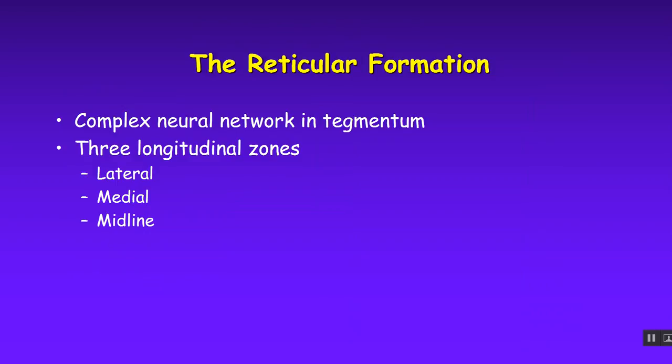So the reticular formation, you keep hearing about this. Every time we go through a brainstem or talk, we hear about this reticular formation. It's a very complex neural network in the tegmentum of the brainstem, and it runs throughout the tegmentum of the brainstem. We can take the reticular formation itself and divide it into three longitudinal zones, looking at it from a frontal view. Kind of like we divided the cerebellum into longitudinal zones that were more functional in nature, we can do the same thing with this reticular formation that's located in the tegmentum.